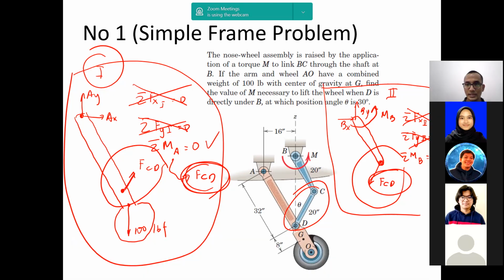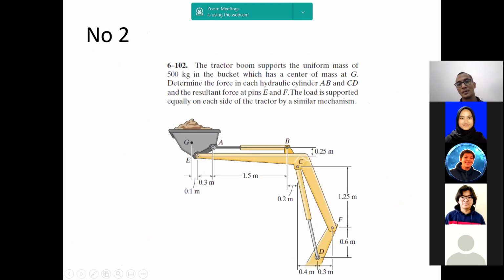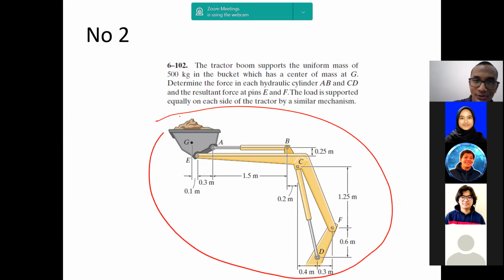Now let's go to the second problem. I will go through it one by one, but at a faster speed. Still Randy, because before you had a problem with determining a two force member, can you see in this particular problem, without looking at the question, is there any two force member?